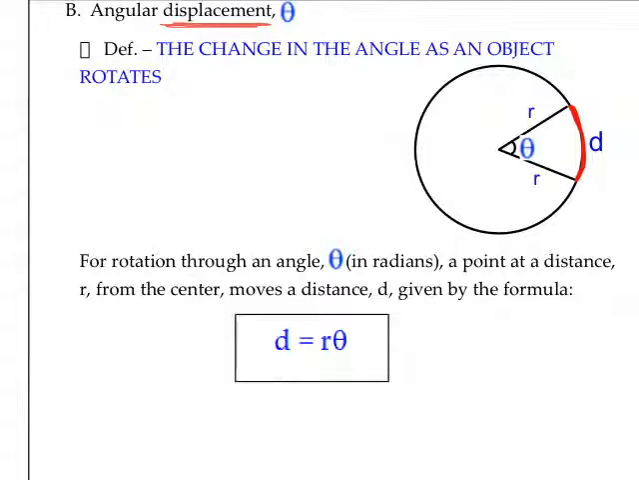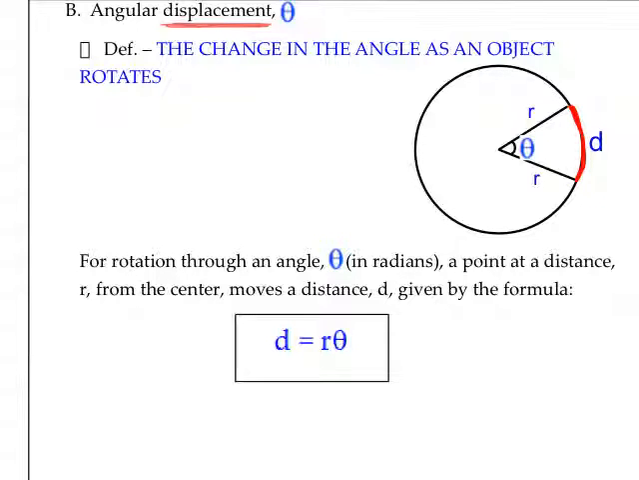So first, let's do displacement. We call this angular displacement. That means the displacement for something rotating around an axis. The actual definition is going to be the change in the angle as an object rotates. So if we think about the radius of a circle, that change in angle is going to be our angular displacement. And then we could look at a physical actual distance that an object would travel along that arc. This distance along the arc, if we were to take that and stretch it out, that would be the equivalent of a linear distance.